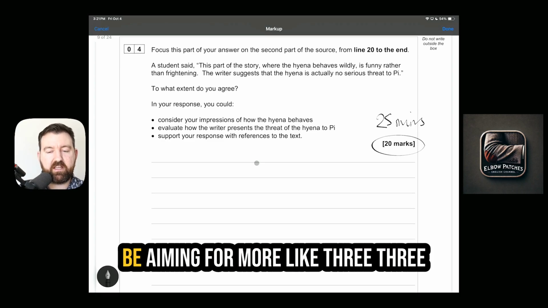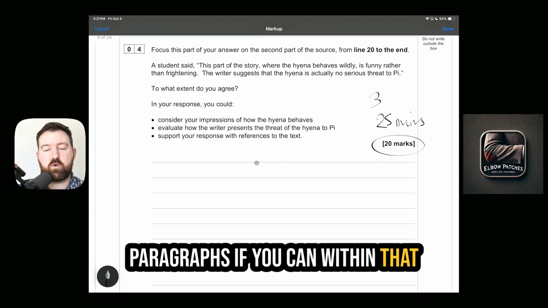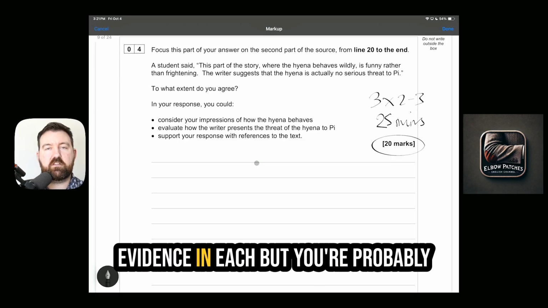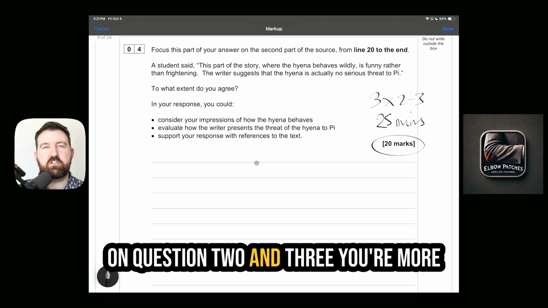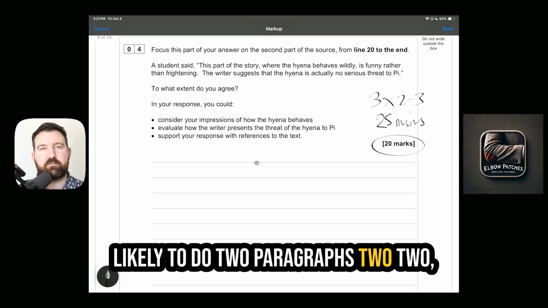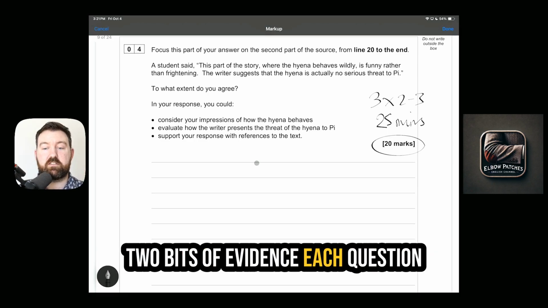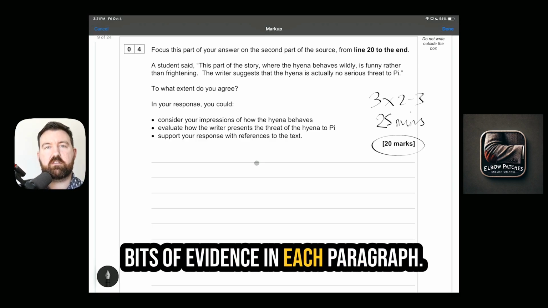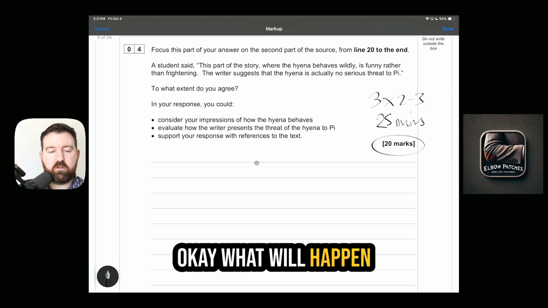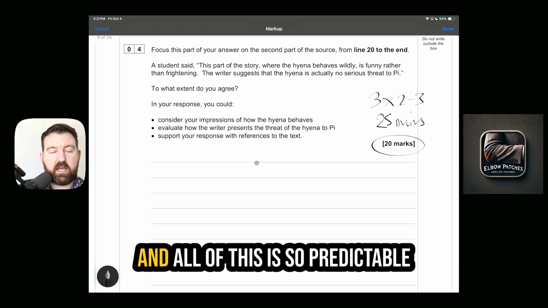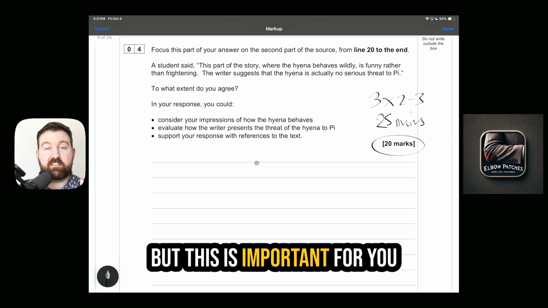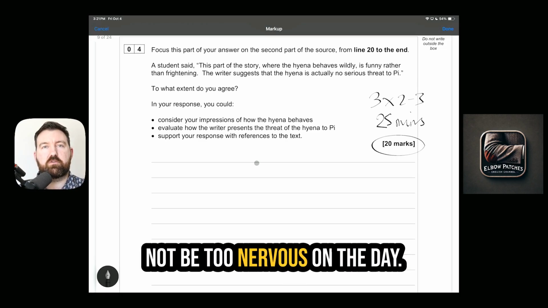You're probably going to be aiming for more like three paragraphs if you can within that time. And you're probably looking again really at 2 to 3 bits of evidence in each, but on question 2 and 3, you're more likely to do 2 paragraphs, two bits of evidence each. Well, question 3, you're more likely to do 3 paragraphs, leaning towards 3 bits of evidence in each paragraph. Okay. What will happen for question 4, and all of this is so predictable to me because I've been teaching English for over a decade, but this is important for you to know so that it helps you not be too nervous on the day.